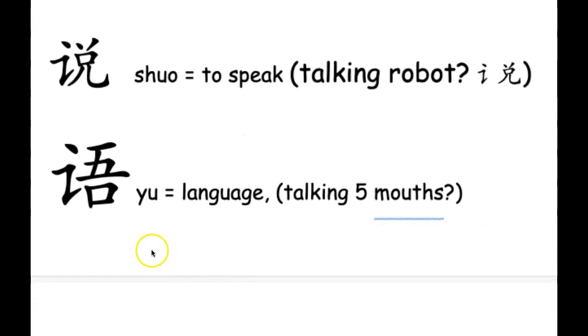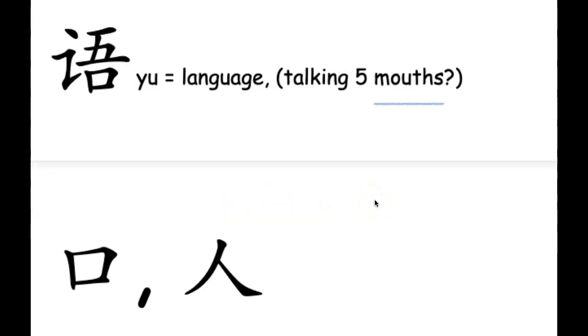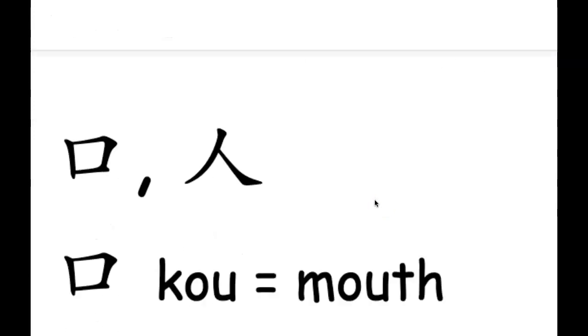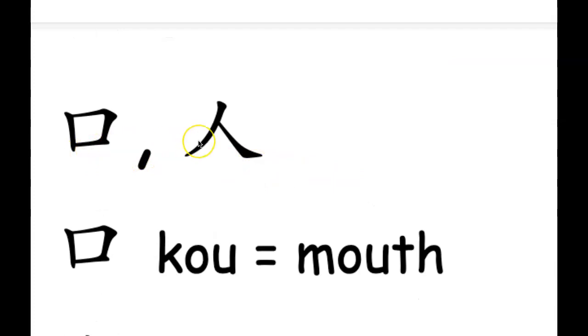But yu, here it is again, this dab with a Z, point, come down, point with a Z, and five mouths, wu kou, five mouths, and that all in one square, pulled together tightly, one character yu, language, talking five mouths. So now let's look at when you take two simple characters like these two and you put them side by side for a word or a meaning.